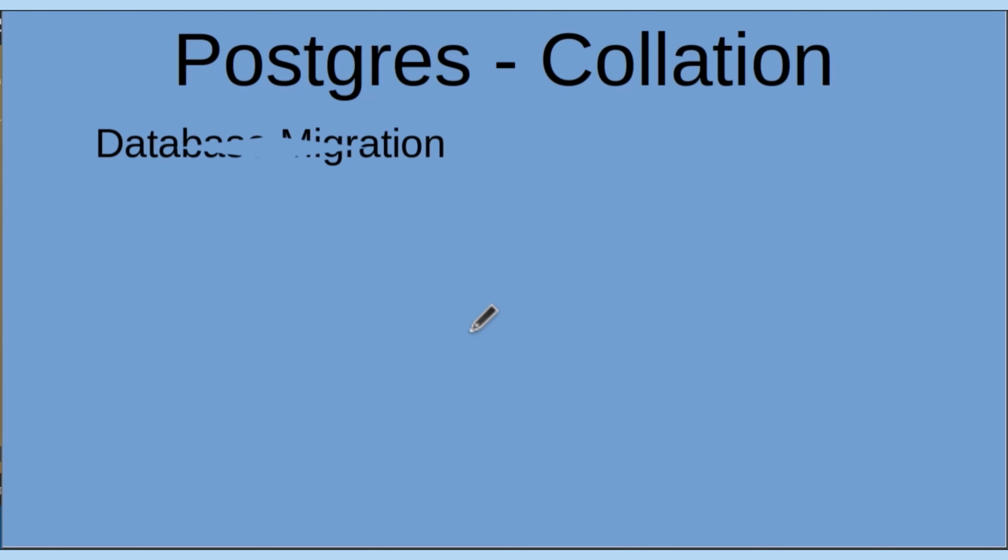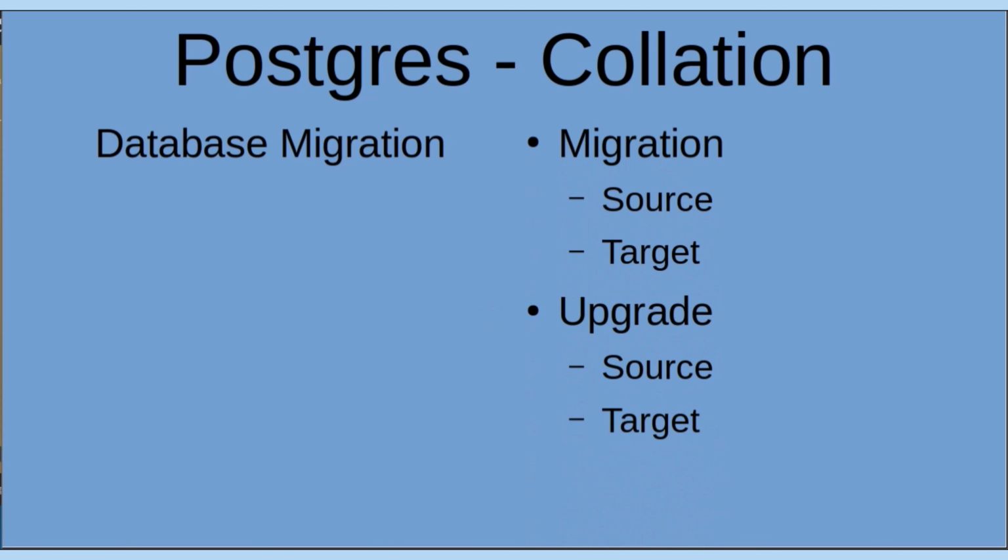Next one in line is database migration. The collation settings are important during the migration of databases, or also upgrade, especially when moving data from one database system to another. If the source and target databases have different collation rules, it can impact sorting and searching results. Understanding and managing collation properly can help ensure data consistency during the migration.